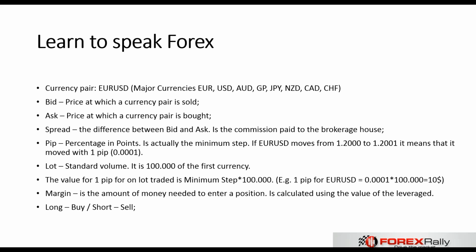If we would have had, let's say, Australian dollar versus US dollar, AUD USD, we would have had the same $10. But if we would have had the euro with the Great Britain pound, then we keep 0.0001 multiplied by 100,000, but we'll actually have 10 Great Britain pounds. So the second currency of the pair gives the value of the pip.